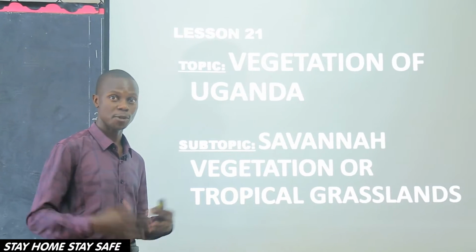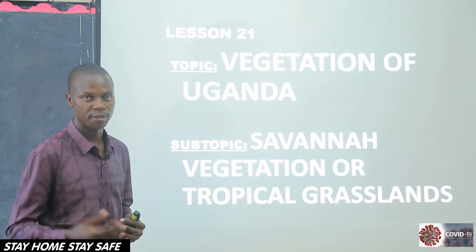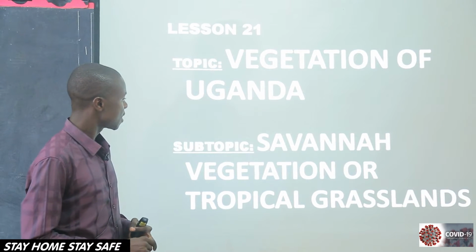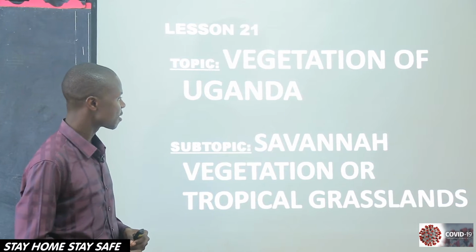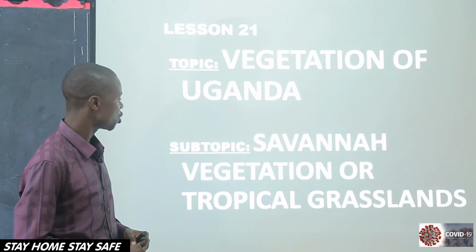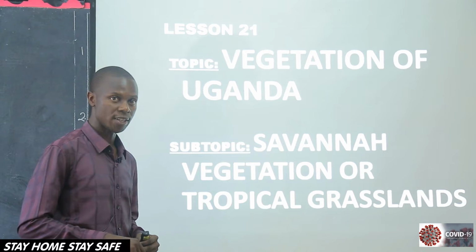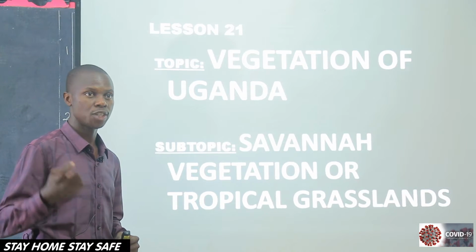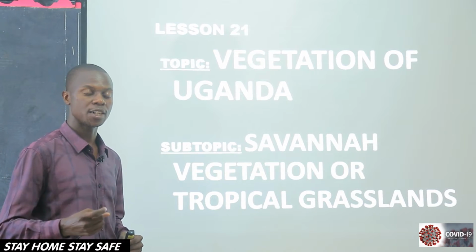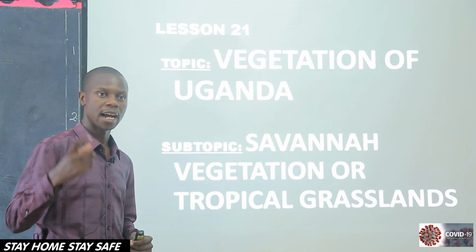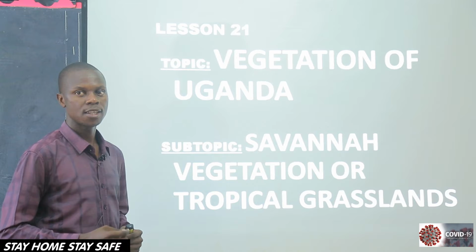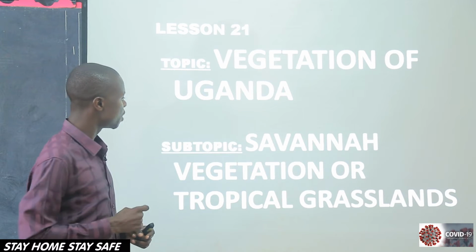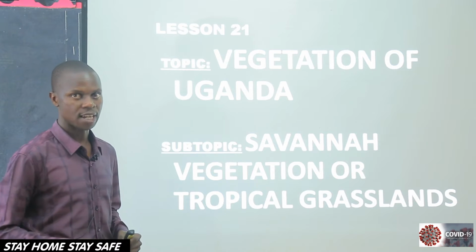And we are still continuing to look at our topic, vegetation of Uganda. This is social studies, of course, for those of us who are joining us for the first time, okay? And in today's lesson, we are going to focus on savanna vegetation or tropical grasslands. Remember, in the previous lesson, we looked at the different types of natural vegetation, and I promised that we will be looking at them one by one. So in today's lesson, we are going to look at savanna vegetation or tropical grasslands, okay?